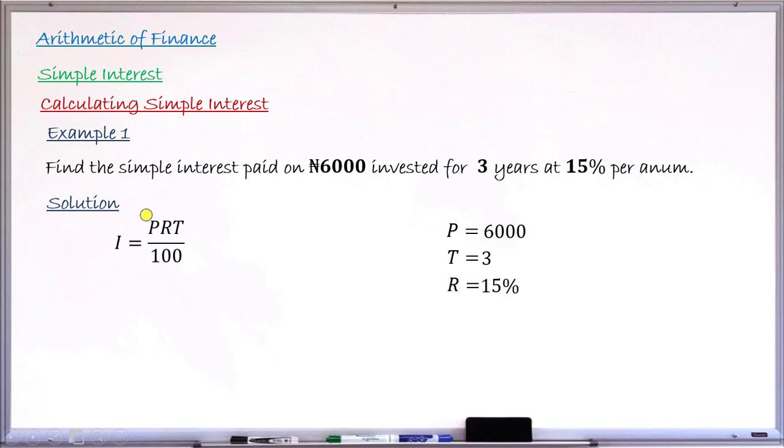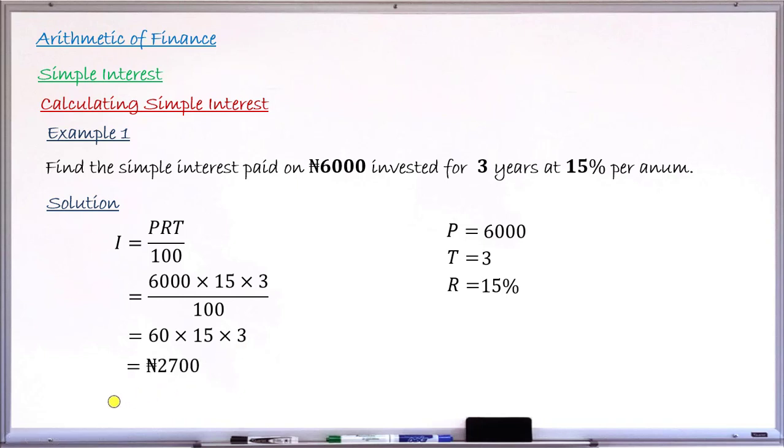So I will substitute in this formula to get my I. My I, the simple interest, will equal 6,000 for P multiplied by 15, that is your R, multiplied by 3, that is your T, divided by 100. Simplifying this, you have these two zeros canceling these two zeros, and you now have 60 multiplied by 15 multiplied by 3. If this multiplication is done correctly, you have 2,700. So this is the interest this money will generate in 3 years if the bank offers 15%. Let us move and take another example.